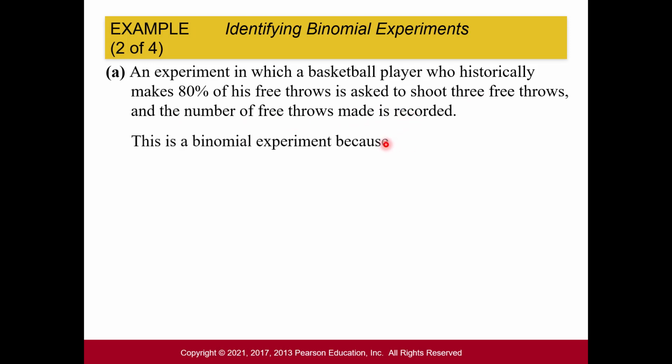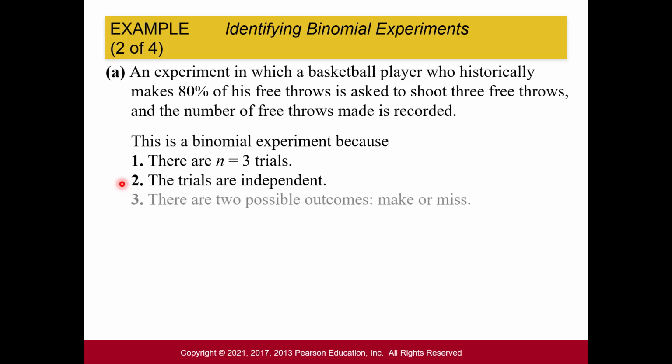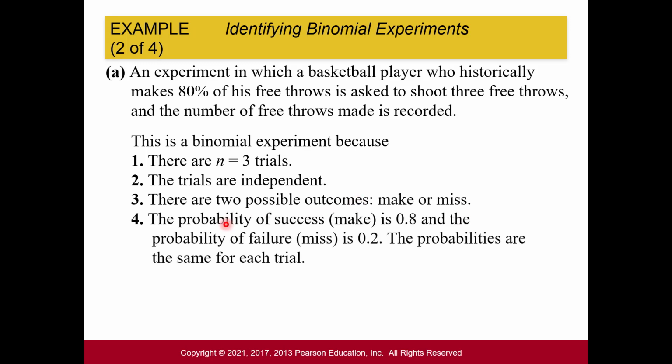Okay, so this is an example of a binomial experiment, and here's why. Number one, there's a fixed number of trials. There's 3. Each time the 3 shots makes up a trial. Number two, the trials are in fact independent. So one shooting of 3 times doesn't affect the next time this is repeated. Number 3, there are 2 possible outcomes, either make the shot or miss the shot. And then number 4, the probability of success, which is to make the shot, is 0.8 or 80%.